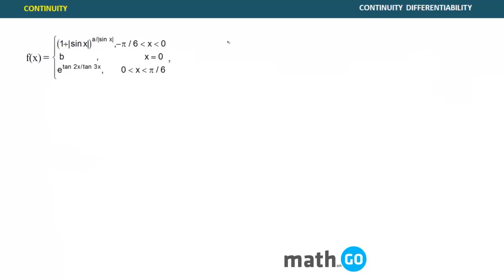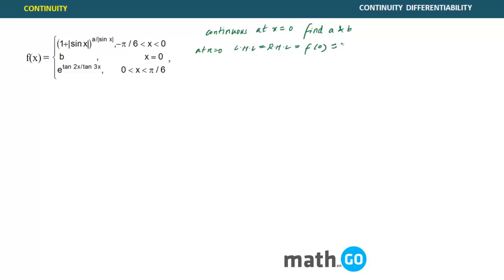Now let's take another problem, very similar. Again it is given that the function is continuous at x equal to 0, and you need to find a and b. This is the target. Find a and b. This is the target. So again we can say if this is the point, then at x equal to 0 we can say LHL will be equal to RHL, and this will be equal to what? The value of the function at 0. Right, so there are three components.